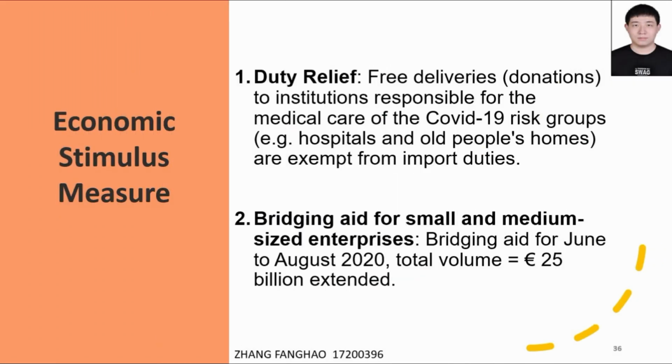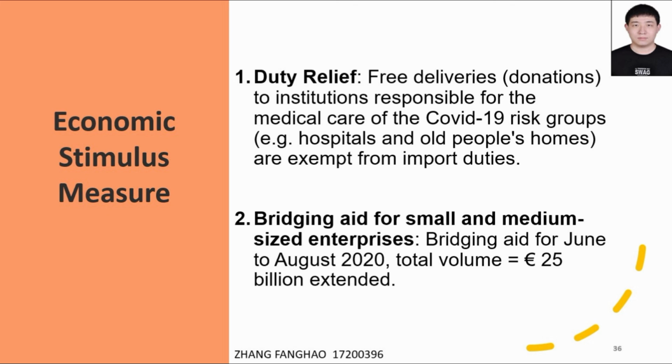Last part is economic stimulus measures, and there are 4 perspectives I'm going to demonstrate in this part. The first perspective is duty relief. The free donations to institutions responsible for the medical care of the COVID-19 risk groups, for example, hospitals and old people's homes, are exempted from imposed duties.